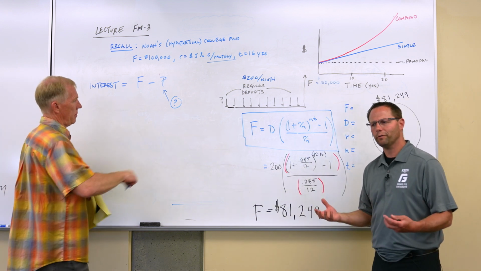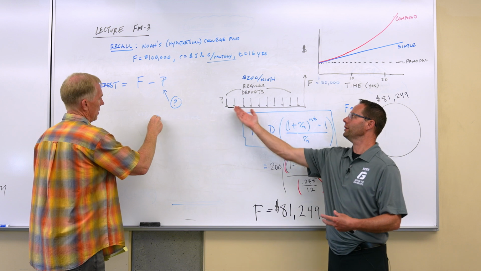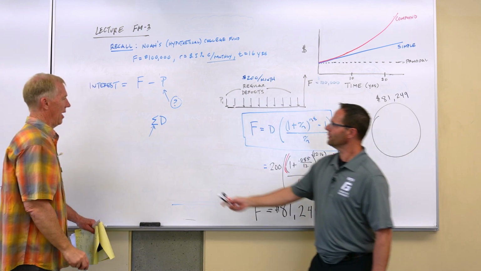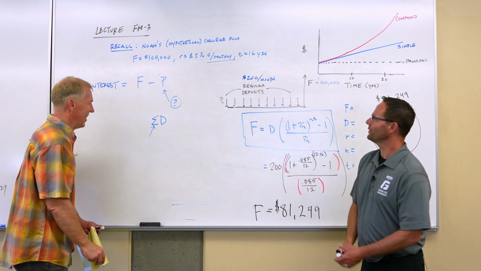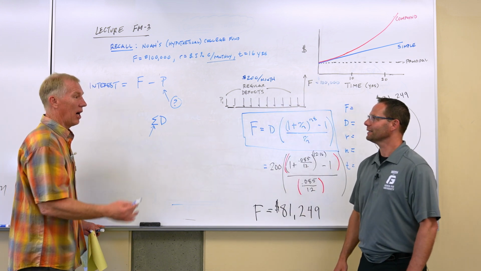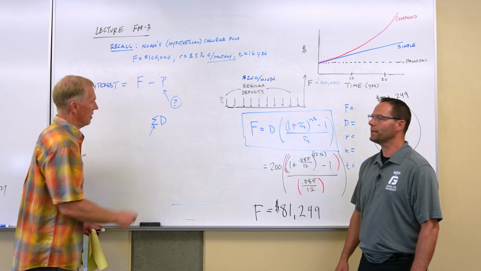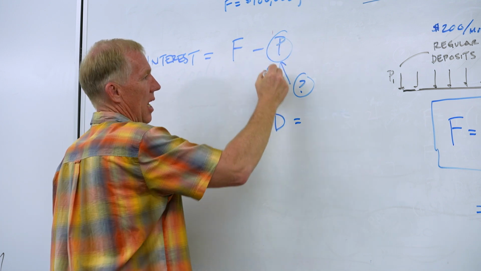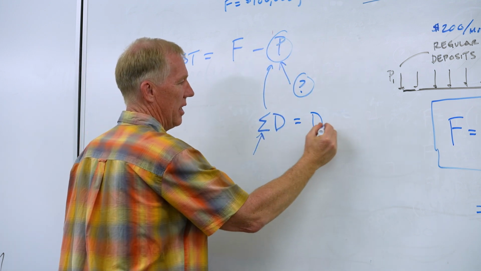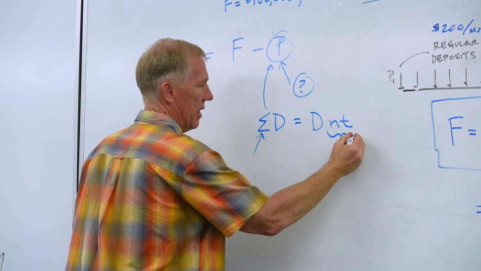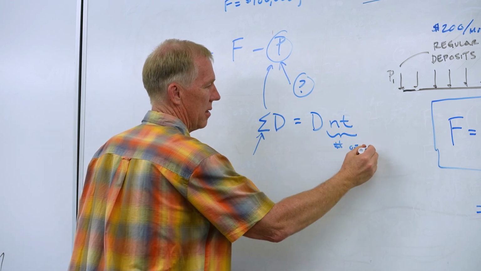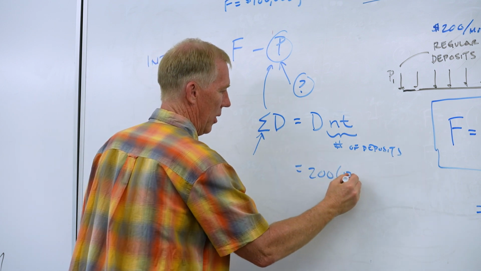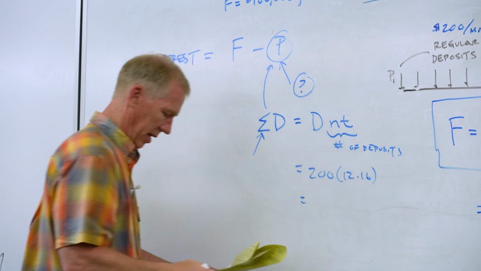And I think you've got a formula that can help. If the idea of $200, 192 times doesn't work for you, you can use this cool symbol. That's a sigma, and it stands for the sum of all the deposits. The Greek letter sigma stands for a sum. And that's really what the principal is now. It's the sum of all of our deposits, and we're going to do D times N times T, because this is the number of deposits every time: 12 times 16 years. So 200 times 12 times 16, and I did that calculation.